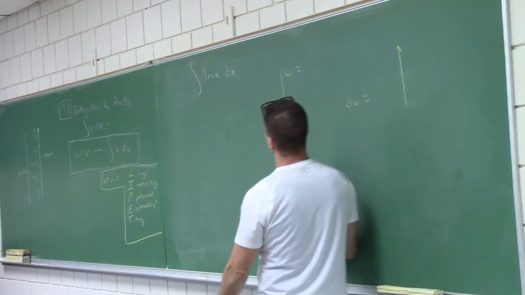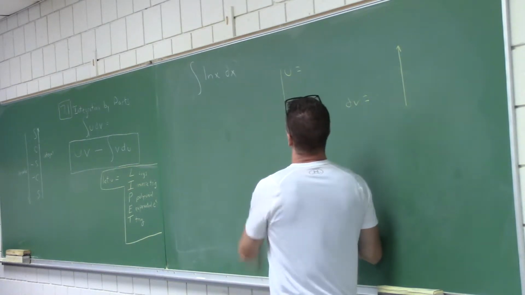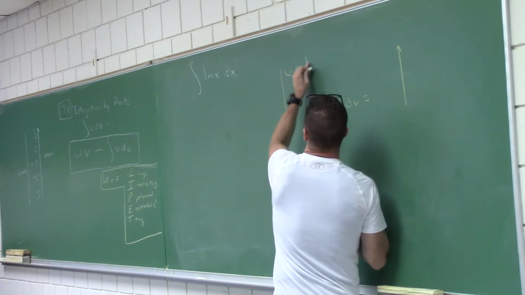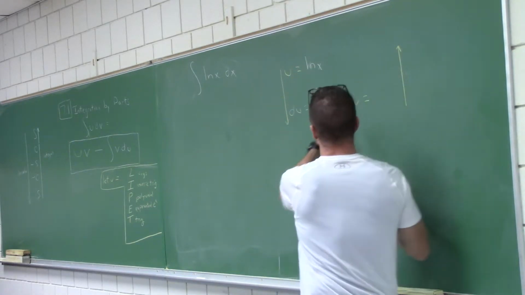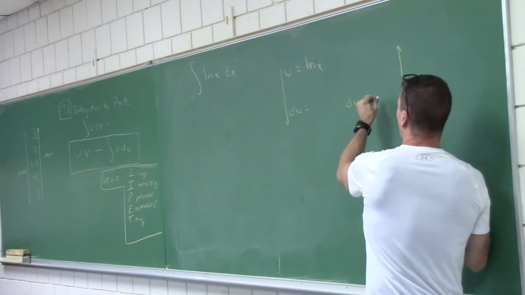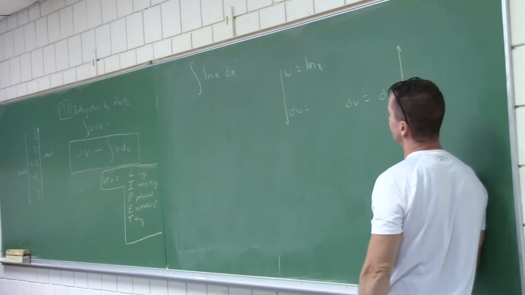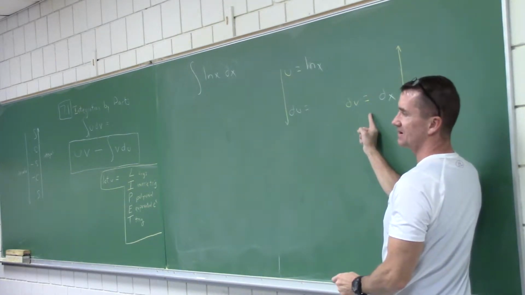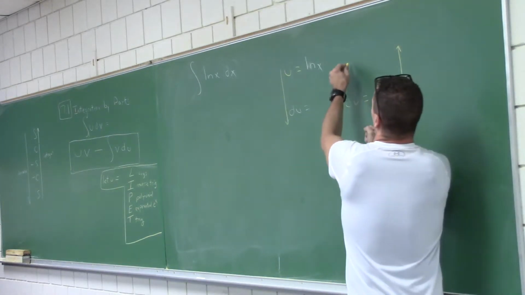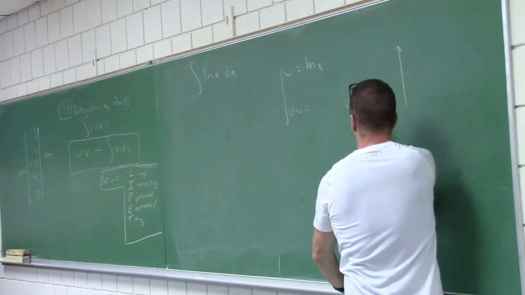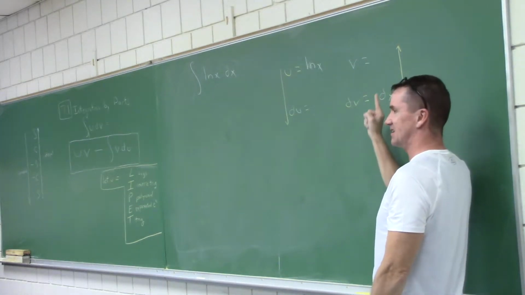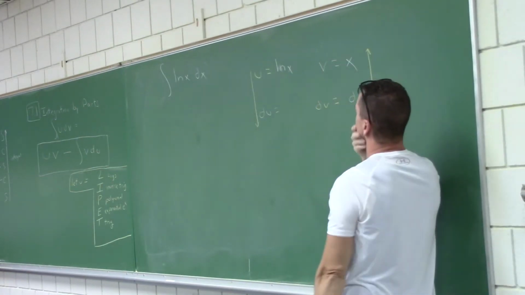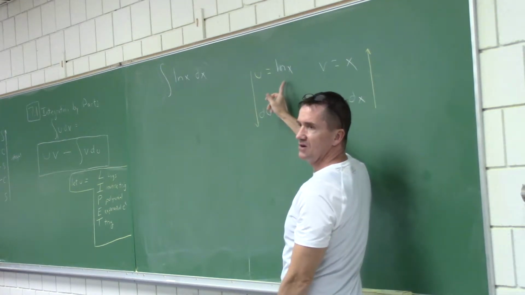All right, according to LIPET, what shall I let u equal? Natural log of x, okay. And we'll get the derivative in a second. So what's the dv? 1 dx, okay. Hey, I'm going to start with the easy one. If this is 1 dx, what is the integral of 1 dx? It's not 0, because you're doing an integral. It's x.